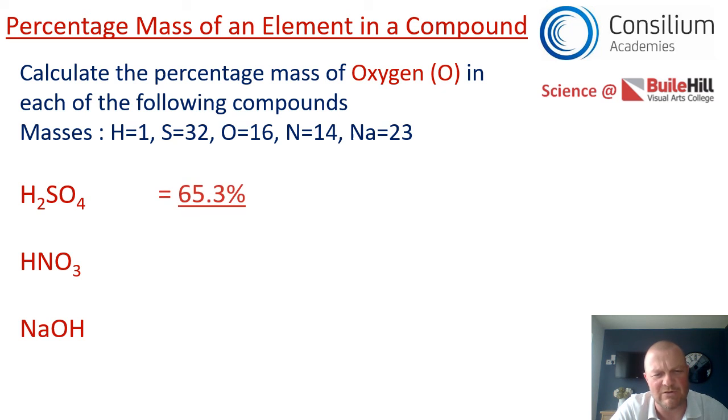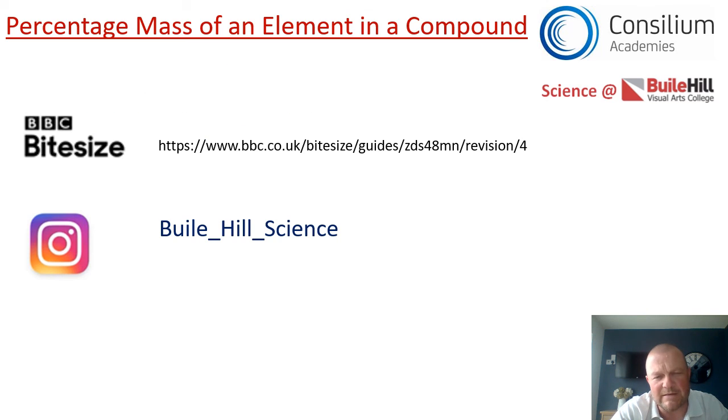Okay, so H2SO4, the correct answer is 65.3%. For HNO3, the answer is 76.2%, and for NaOH, the answer is 40%. So as we can see on the screen there, HNO3 has the greatest percentage by mass of oxygen inside its compound. Well done everybody, that's the end of the lesson.